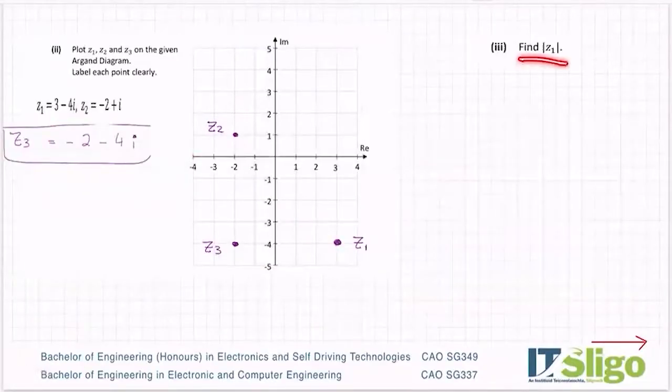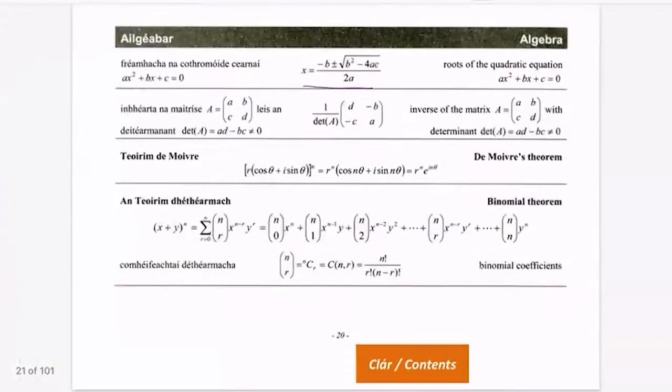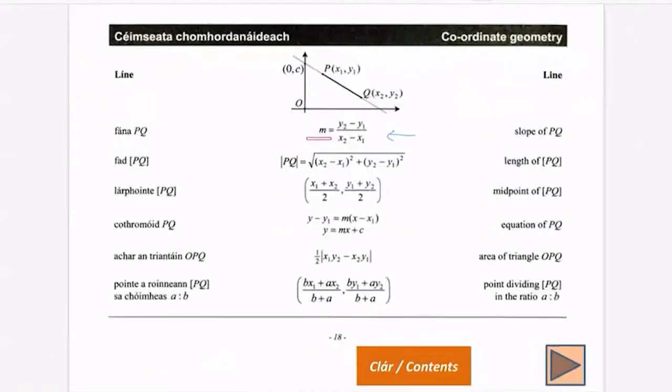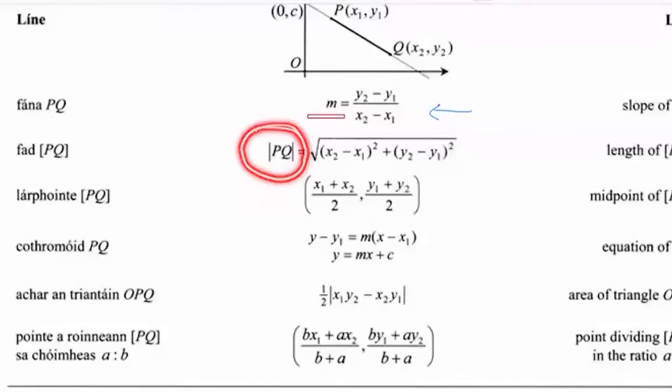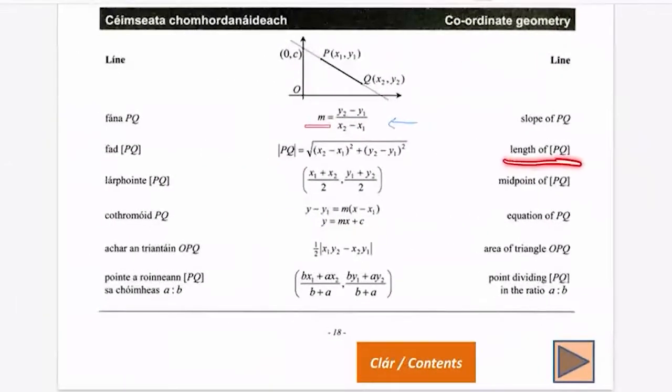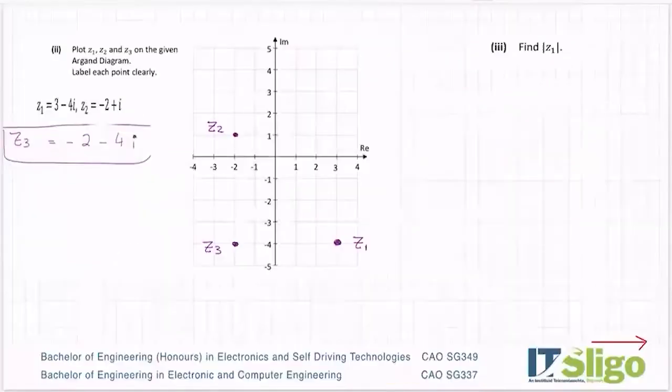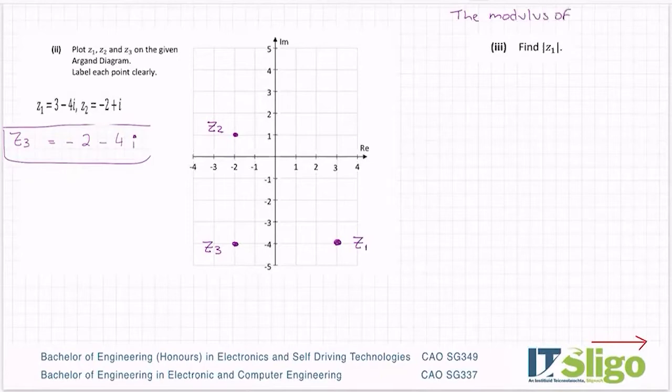Okay, and then it says find the modulus of Z1. Now you would have met those 2 lines before. If I can point them out to you, you would have met them here. So what did they mean there? They meant the length of PQ. They kind of mean the same thing too. It's called the modulus of Z1, in this case. What it means is actually the distance from the origin. So it's asking you how far Z1 is out from the origin.